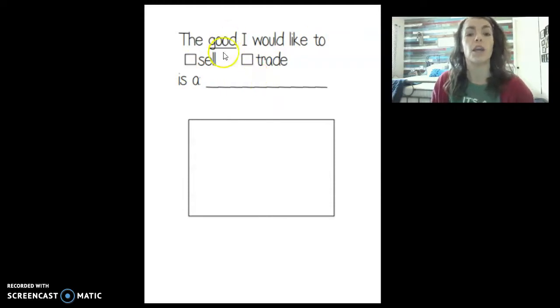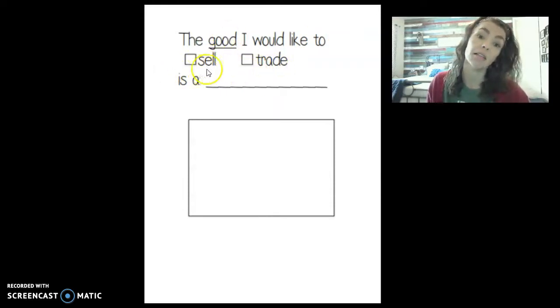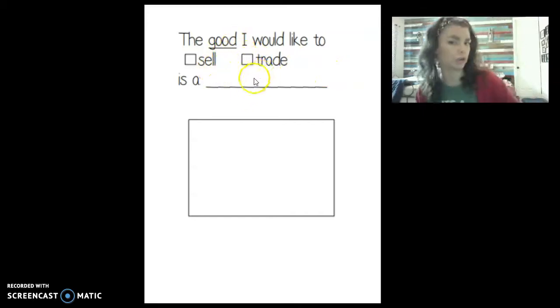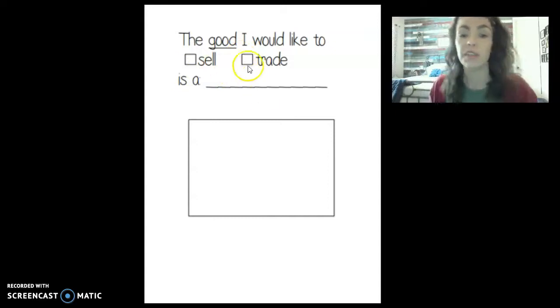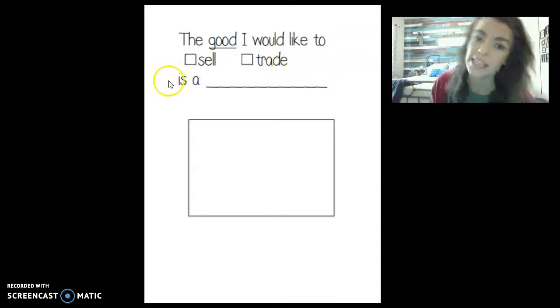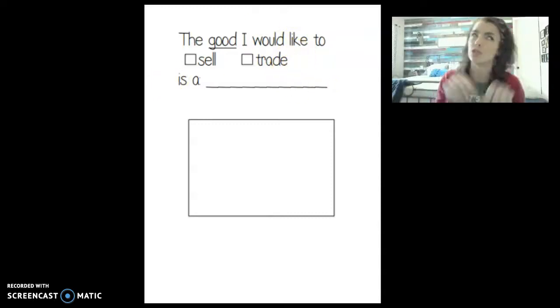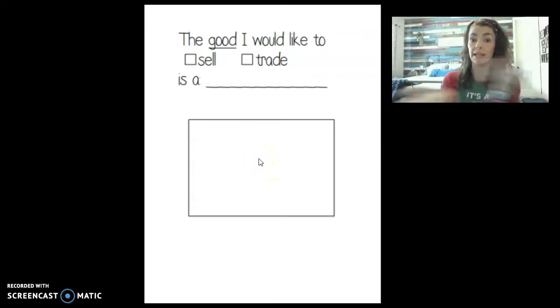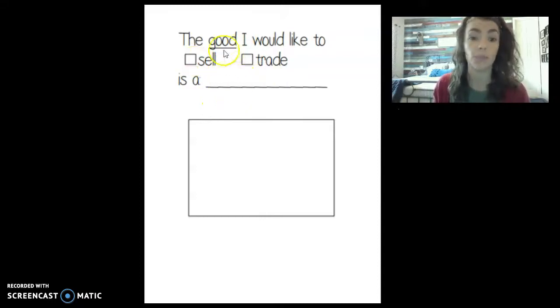Here's what you'll do. You'll mark the box of sell or trade. Which one are you going to do? Sell me a good or trade me a good? Once you've decided how you're exchanging this good with me, then on this line, tell me, what's the good? What are you going to sell me, or what are you going to trade me? What can I use or touch? Then in this box, you will illustrate for me you selling or trading me the good that you wrote on this line. I'll see a marked box, I'll see a word, and I'll see a picture.